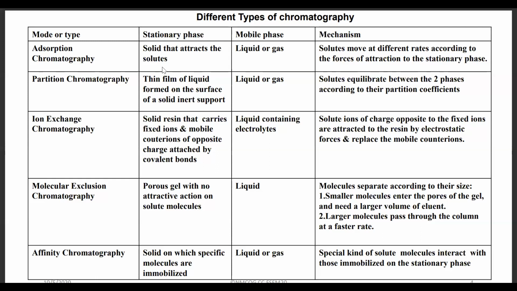Lastly, we have our affinity chromatography. The stationary phase immobilizes the molecules. This is a special kind of solid. Why is it special? Because it specifically immobilizes. The other ones slow down the rate of elution. Elution is what can be extracted from our solids. So this is special because it completely immobilizes. So I'll keep that in mind. Okay.